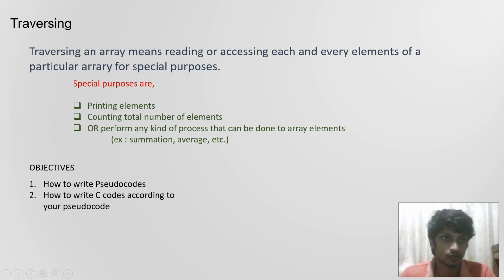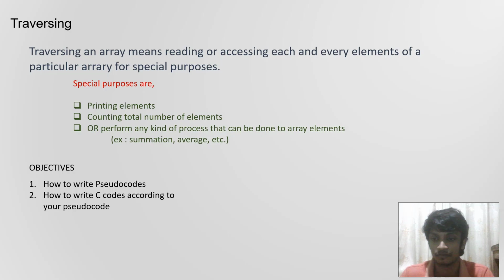Okay, so the first topic, traversing. Traversing an array means reading or accessing each and every element of a particular array for special purposes. The special purposes that we are going to cover: the first thing is printing elements. The second thing is counting the total number of elements in that particular array, or performing any kind of process that can be done on array elements.